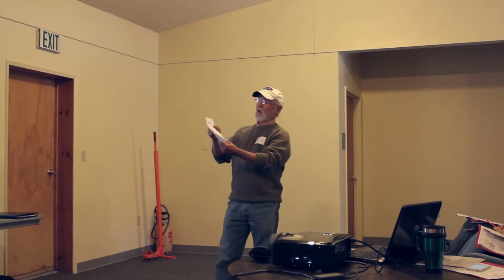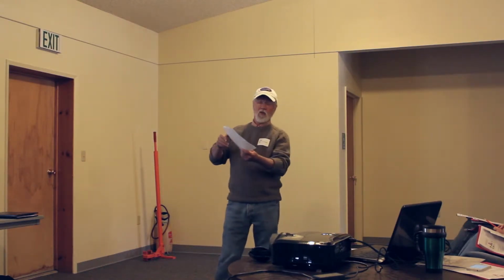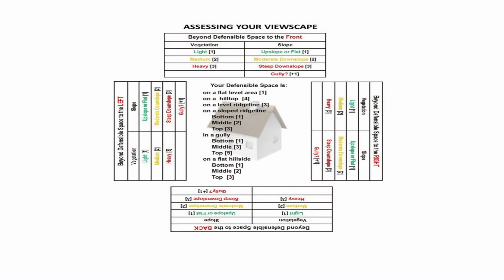So on my viewscape hazard, I looked at the front, which in this case is the south side. My vegetation on the front is medium. I need to do a little bit of work out there. The slope is flat, so the score is 1. Medium vegetation is 2 and slope is 1, so my final score is 2 times 1. The final score for the south side of my place is 2. I'm not too worried about that. I do have to do a little pruning out there, but it's not a big concern.